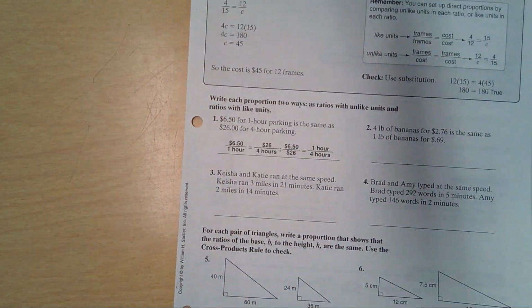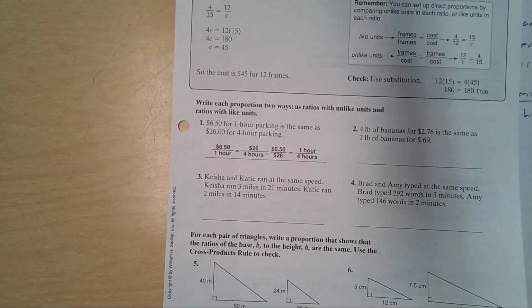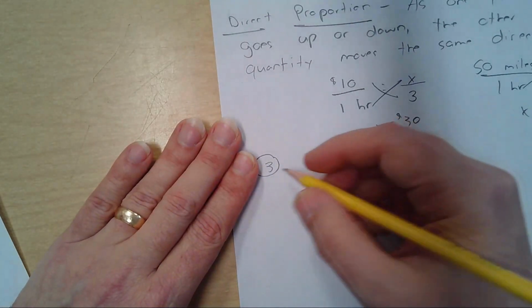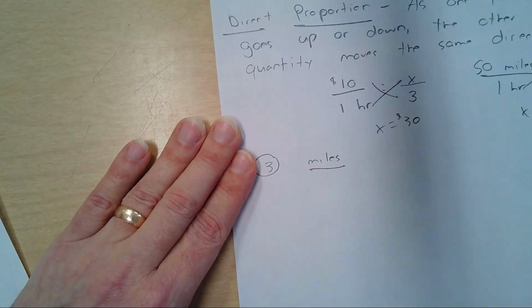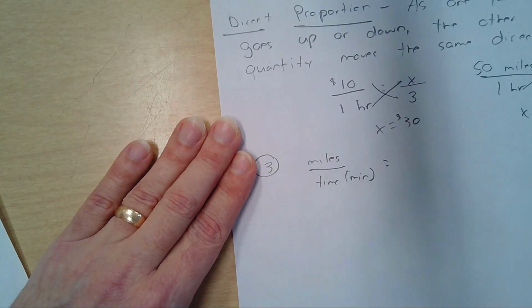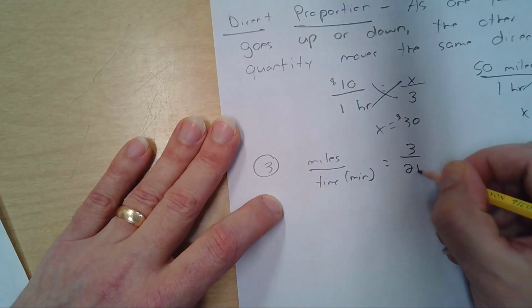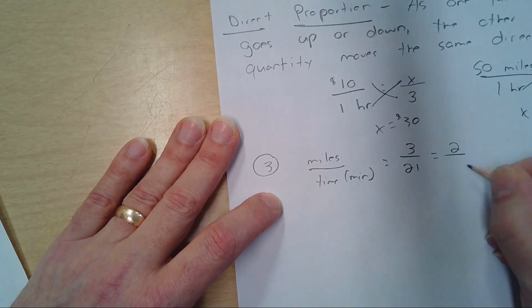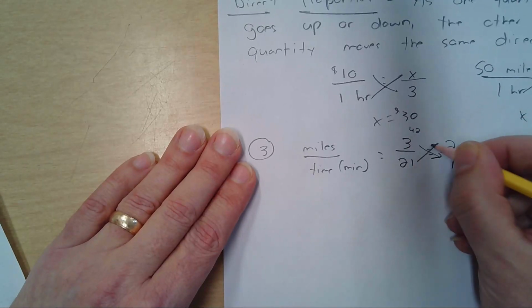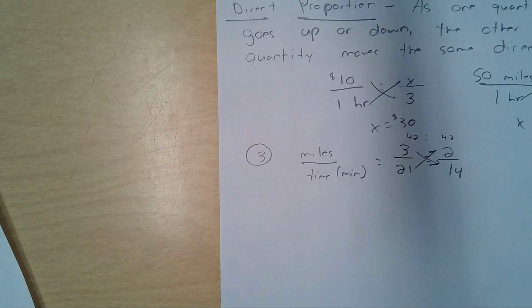Keisha and Katie ran at the same speed. Keisha ran 3 miles in 21 minutes. Katie ran 2 miles in 14 minutes. Write the proportion. I'm not too into this like-unlike thing here. What matters is whether we get miles on top and time on bottom, measured in minutes. Keisha ran 3 miles in 21 minutes, 2 miles to 14 minutes. And if I use my cross products, that's 42 that way, that's 42 that way. The ratios or fractions are indeed equivalent. This forms a proportion.